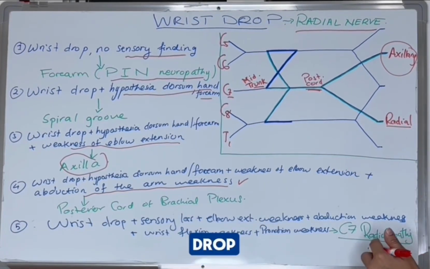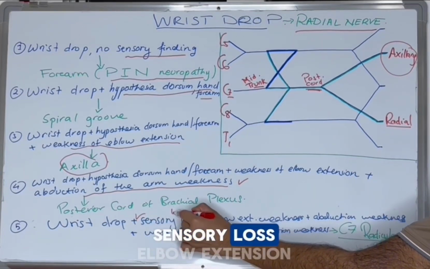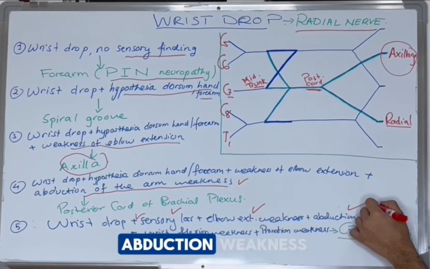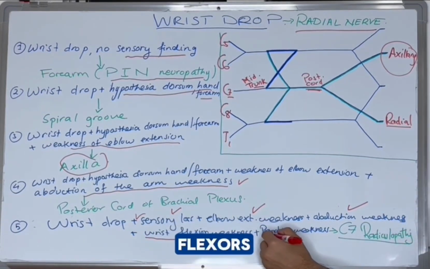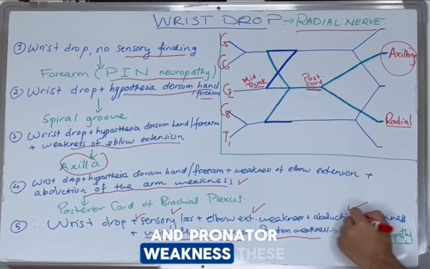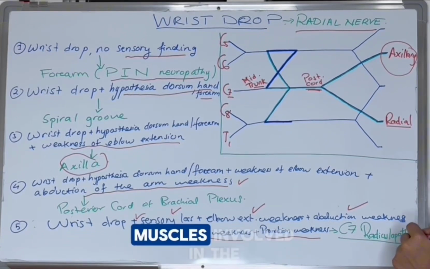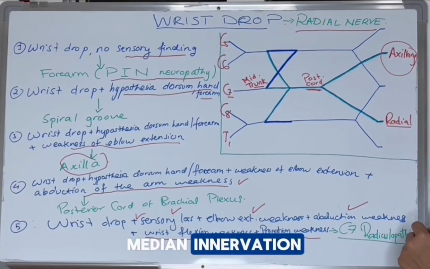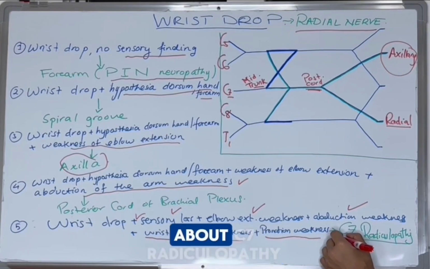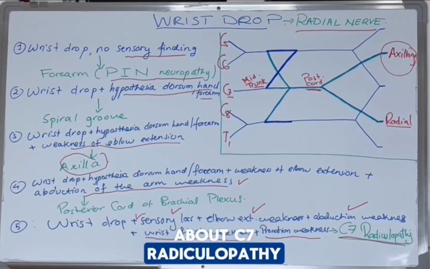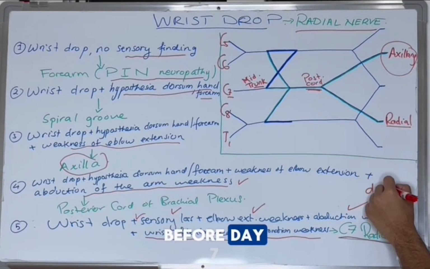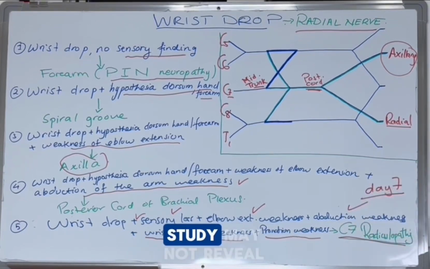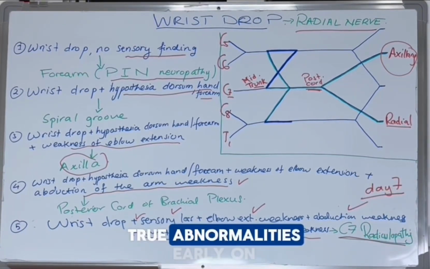If you have wrist drop, sensory loss, elbow extension weakness, abduction weakness, and now you have weakness of the wrist flexors and pronator weakness, these are actually muscles involved in the median innervation, and therefore you should start thinking about C7 radiculopathy. One final point, because Wallerian degeneration is not fully established before day 7, nerve conduction study may not reveal true abnormalities early on.